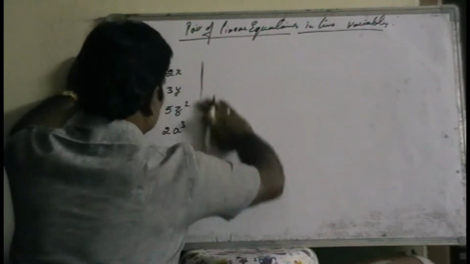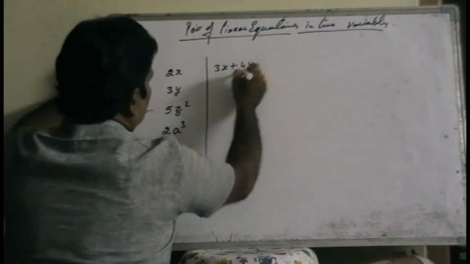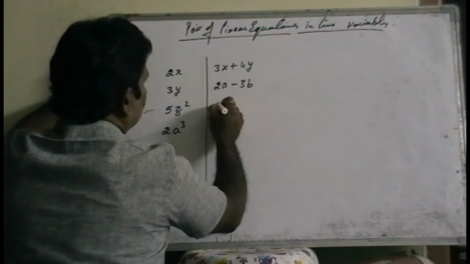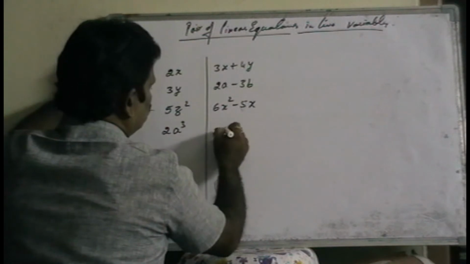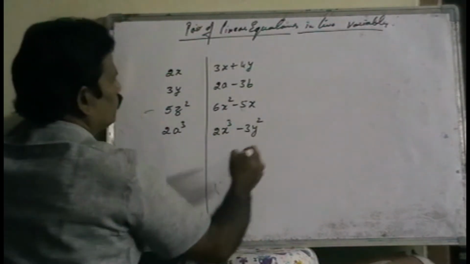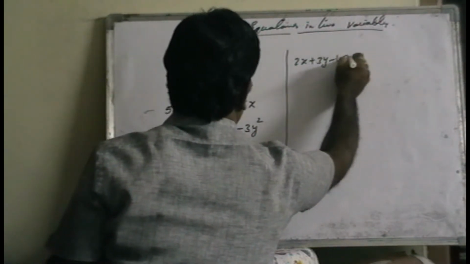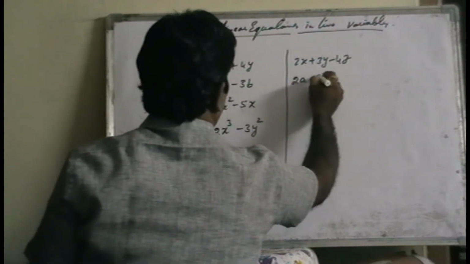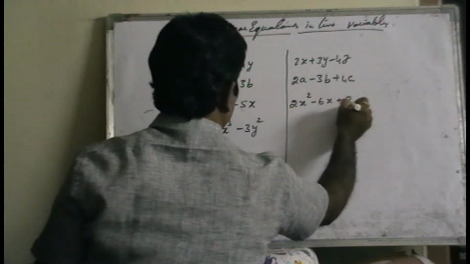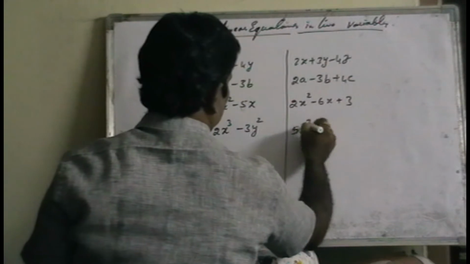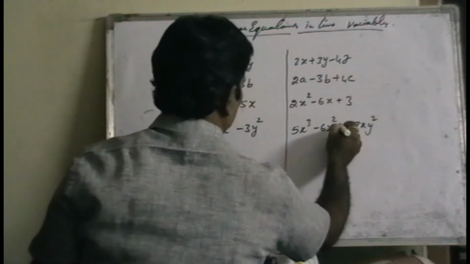And 3x plus 4y, 2a minus 3b, 6x square minus 5x, or 2x cube minus 3y square, or 2x plus 3y minus 4z, or 2a minus 3b plus 4c, 2x square minus 6x plus 3, or 5x cube minus 6x square y plus 7xy square, right?